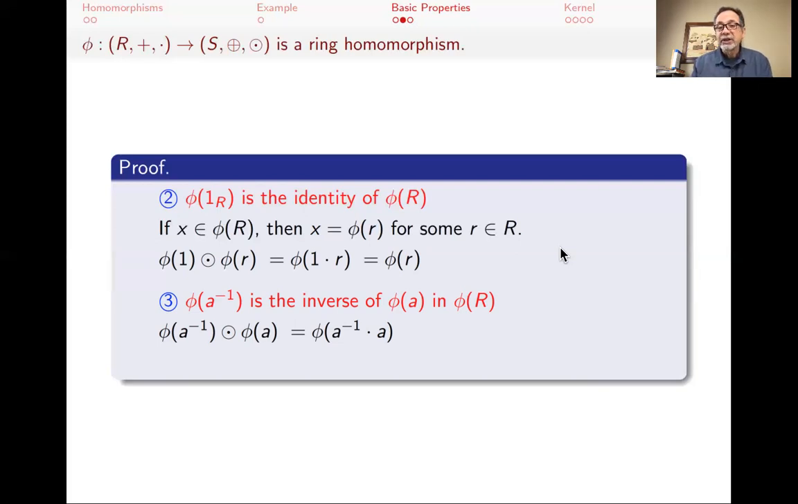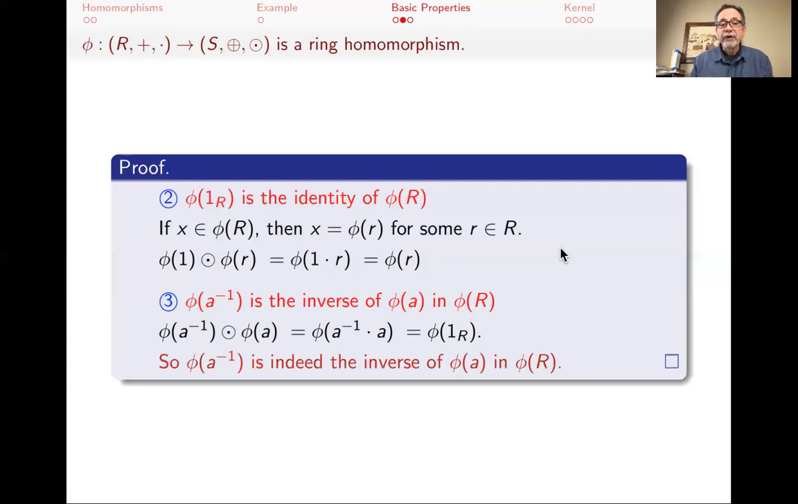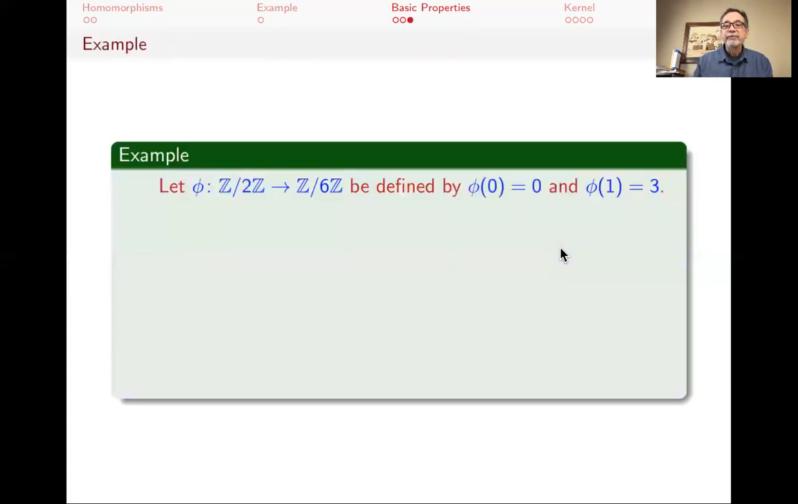But A inverse times A in R is just the one of R, and we proved that phi of one of R is the identity of phi of R. So we took phi of A and phi of A inverse, multiplied them, and we got the identity of phi of R. So then that means that phi of A inverse is the inverse of phi of A in phi of R. Let's look at an example to clarify this thing about identity of phi of R and inverse in phi of R.